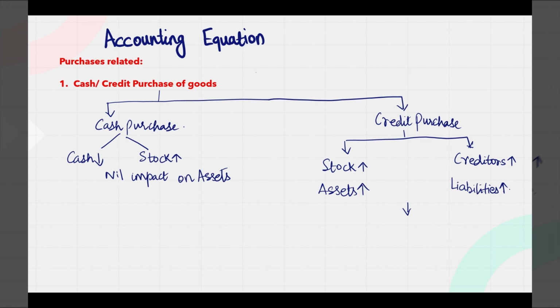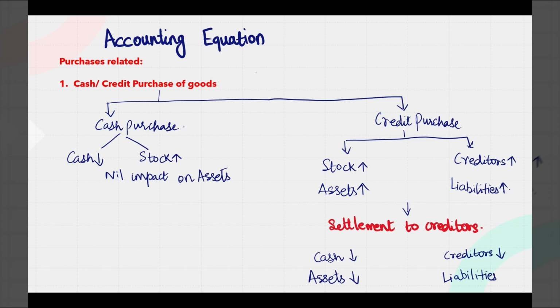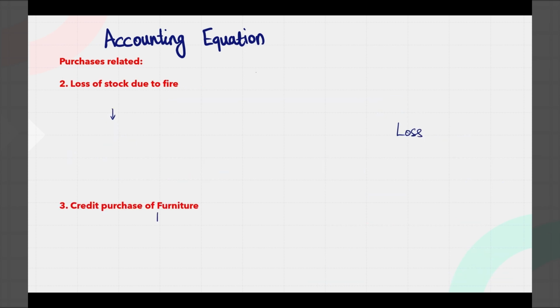Okay. The continuation of this credit purchase is nothing but settlement to the creditors. What happens in that case? When the creditors are being paid, the creditors balance will reduce. For payment, we need to pay cash, so the cash balance reduces. On the other hand, the creditors balance also reduces. So there is a reduction in assets, and at the same time a reduction in the liabilities, which also means that the impact on both sides of the equation is the same. So assets is equal to equity plus liabilities.